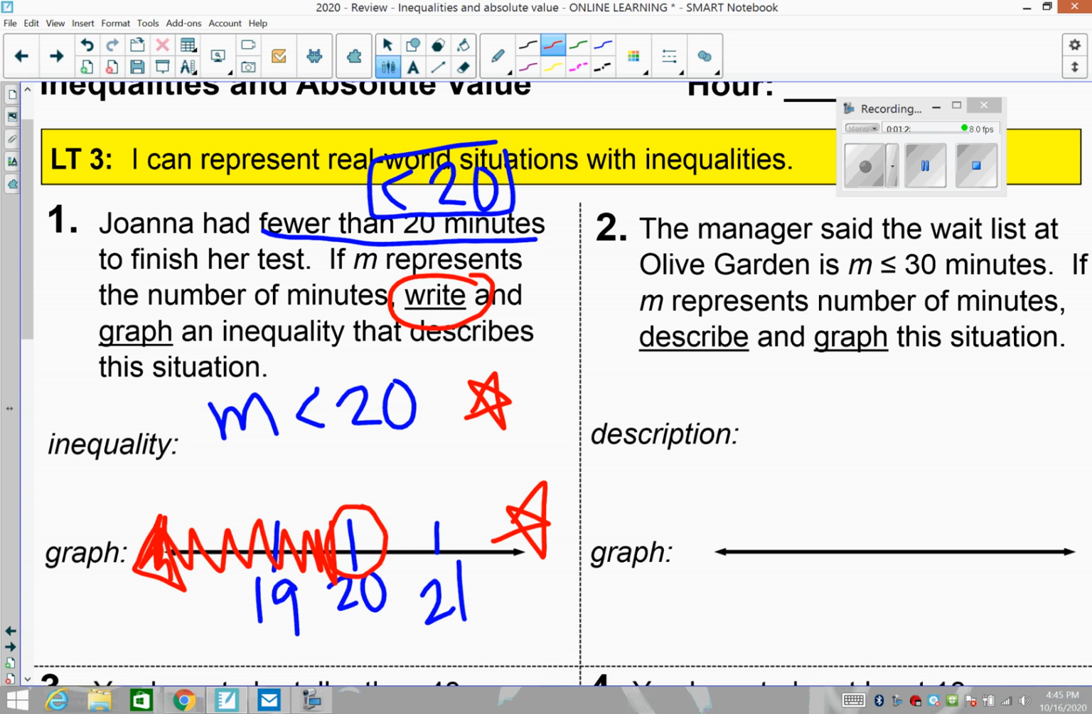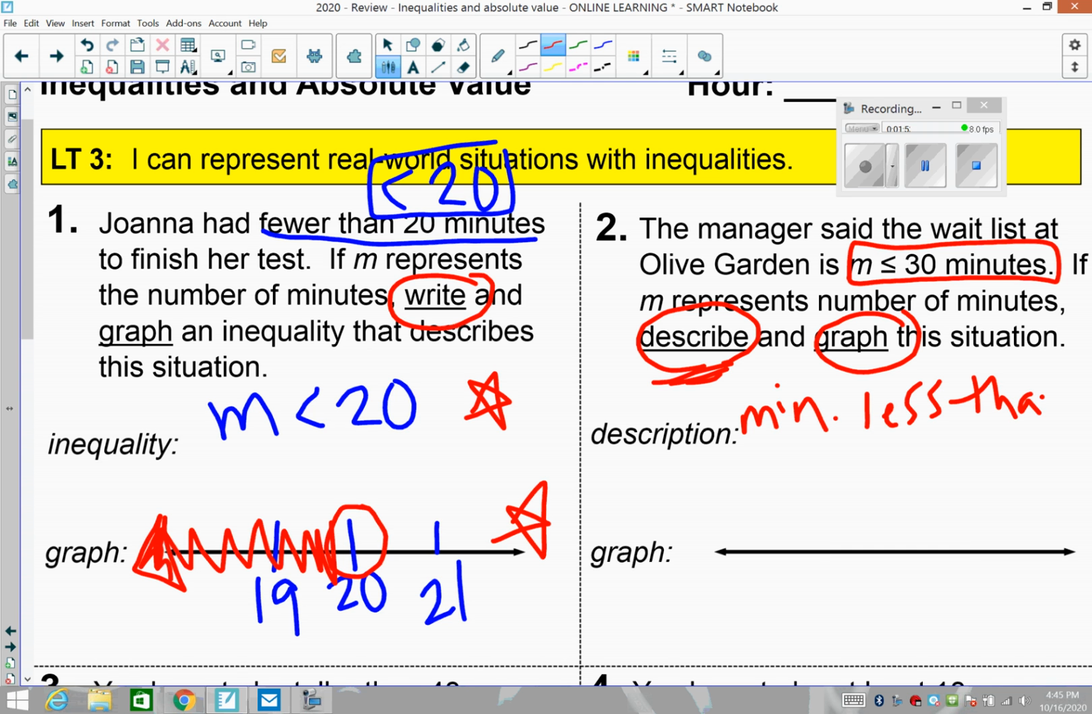Question 2. The manager said that the wait list at the Olive Garden is the number of minutes is less than or equal to 30. So 30 or less minutes. If M represents the number of minutes, describe and graph the situation. So the inequality is given, so we just need to do a description. So the number of minutes is less than or equal to 30. That would be the description of the inequality.